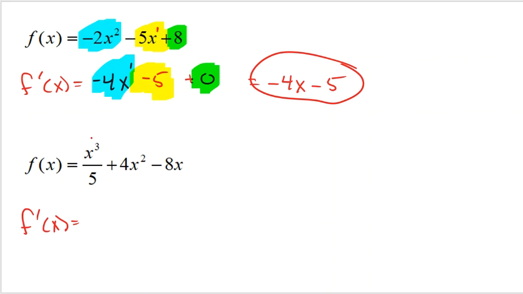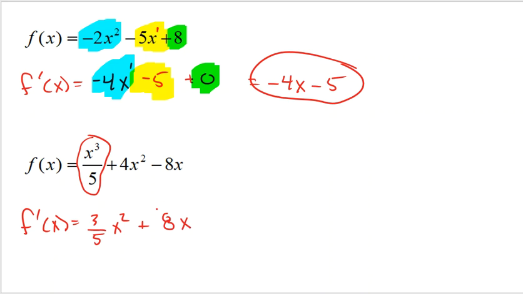All right. The first guy right here, 3 falls down in front. That's going to make 3/5 x squared. 3 falls down in front. There's already a 1/5 there. Technically, 1/5 times 3 is 3/5. Easy. New power is 2. All right, 2 falls down in front. 4 times 2 is 8. New power, x to the first.